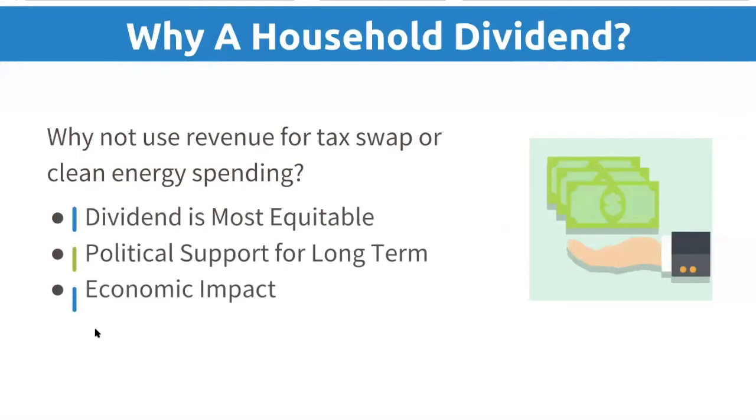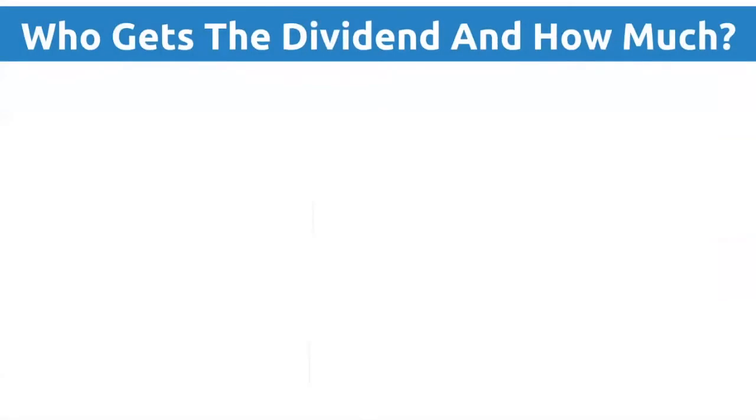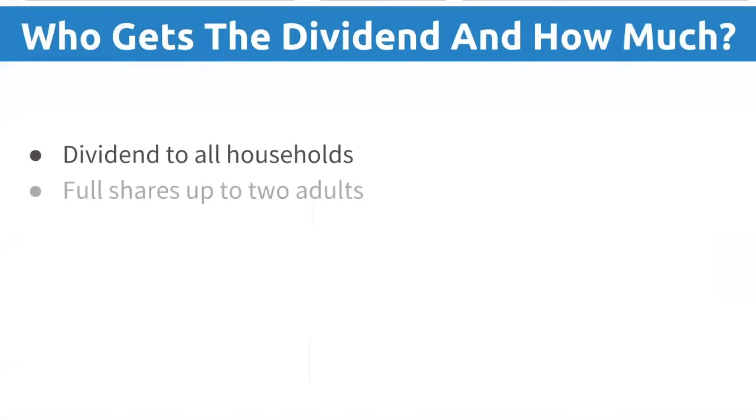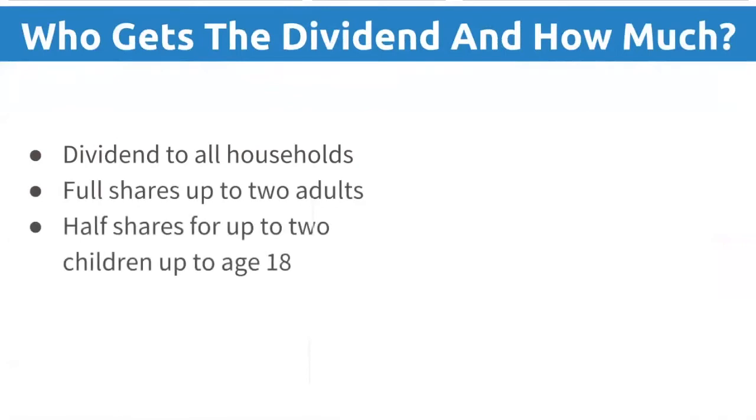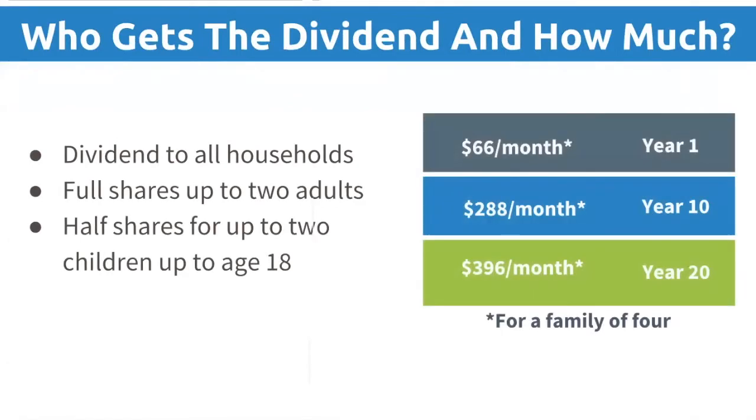The household dividend consists of a full share for up to 2 adults, half shares for up to 2 children up to age 18. Revenue is very large, around 80 billion in year 1, 130 in year 2, and 1.5 trillion over 10 years.